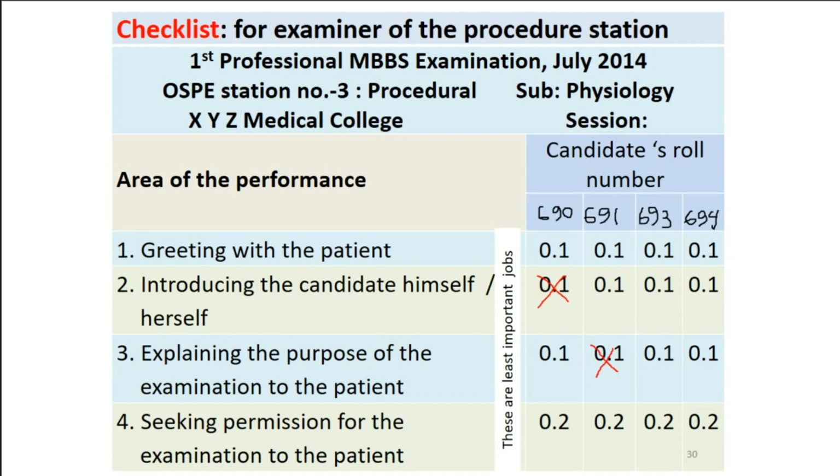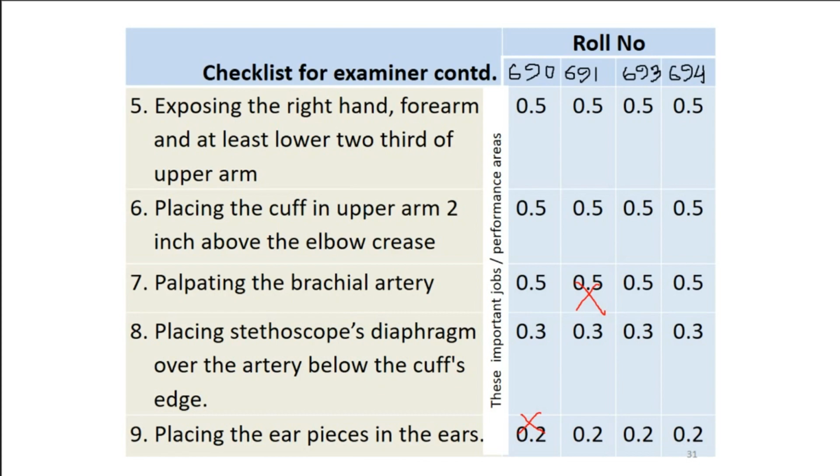Sub. Physiology. Session. Candidate's role. Number. 690,691,693,694. 0.10.10.10.1. 010.10.10.1. 0. 1 and 0 over 1 0.10.1. 0.20.20.20.2. Role No. Checklist for examiner content.